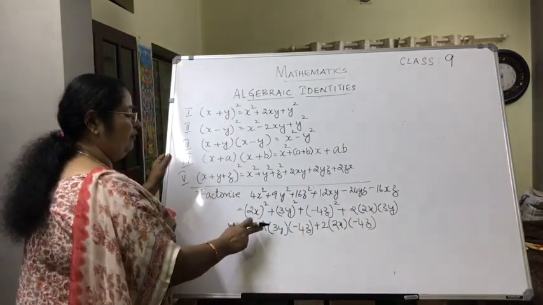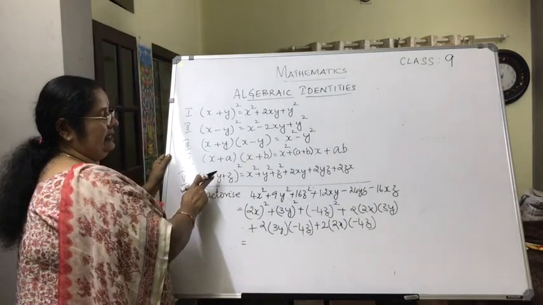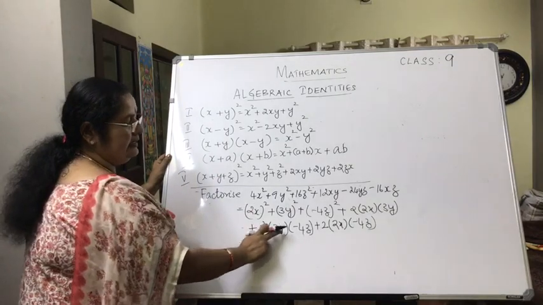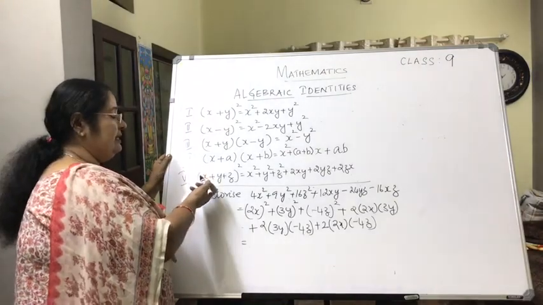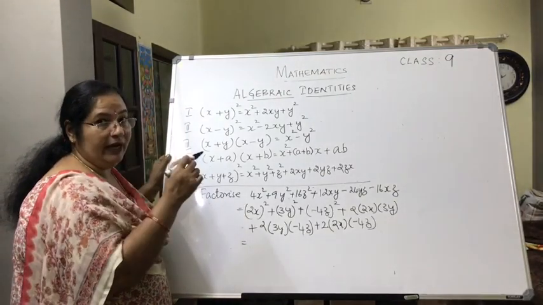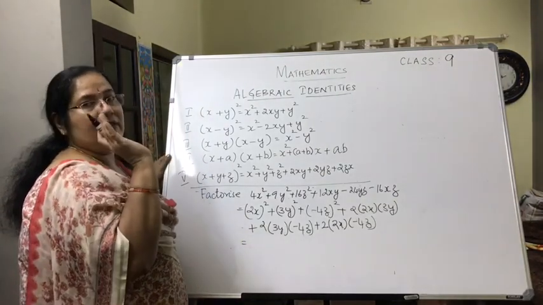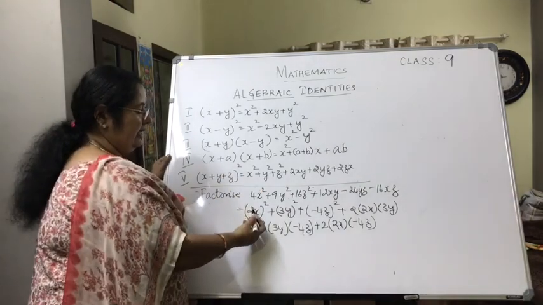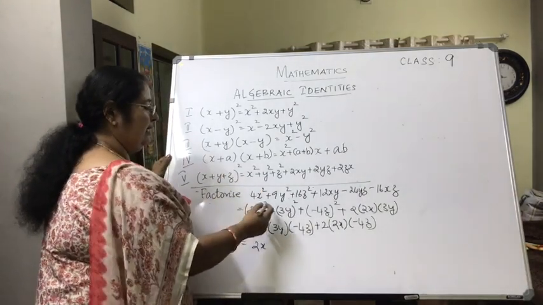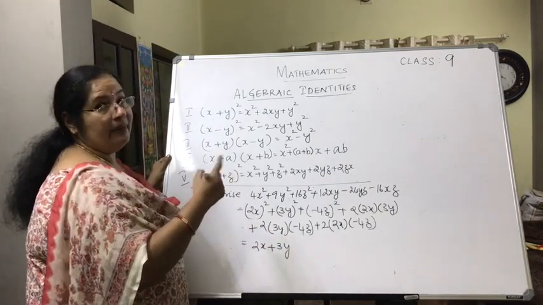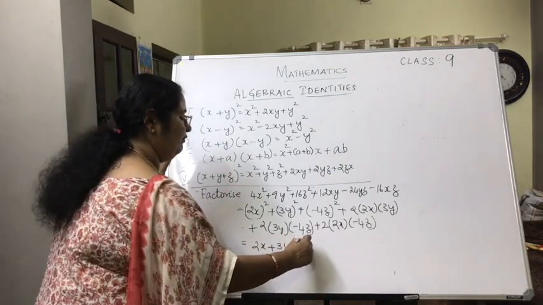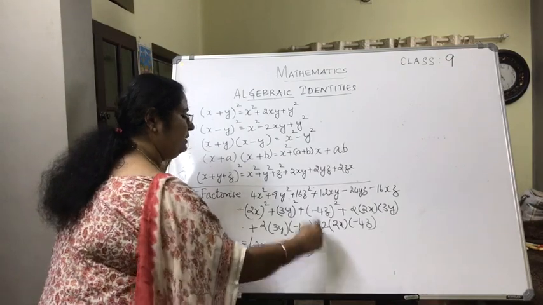So this is of which identity? Fifth identity. The right hand side of the fifth identity is what is shown here. So you will be writing the left hand side. What is the left hand side of that identity? X plus y plus z the whole square. So what is our x here? Our x is 2x, our y is 3y, and our z is minus 4z. So minus 4z the whole square.